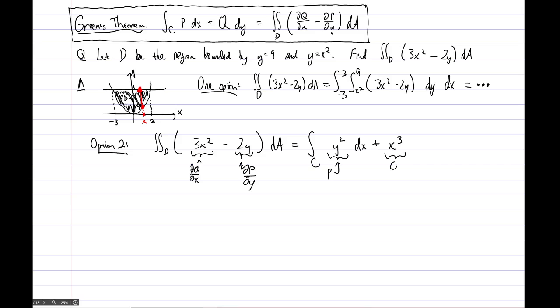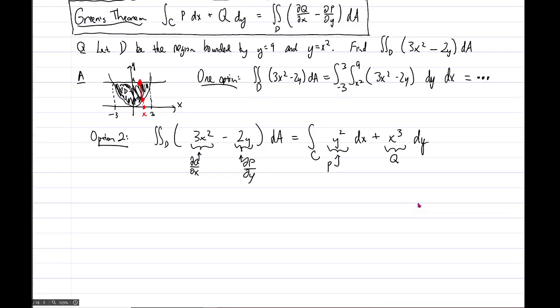Right? So if Q is x cubed, then differentiating x cubed with respect to x would give 3x squared. Okay, dy, as we see in the Green's theorem formula up there. So again, I hope that made sense of how we got the y squared and the x cubed. We were doing, I guess, partial integration.